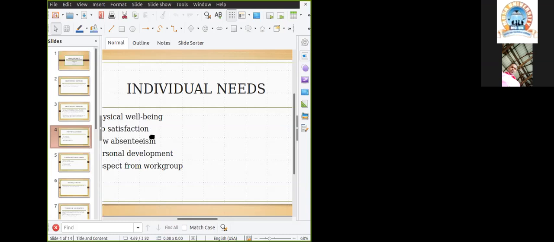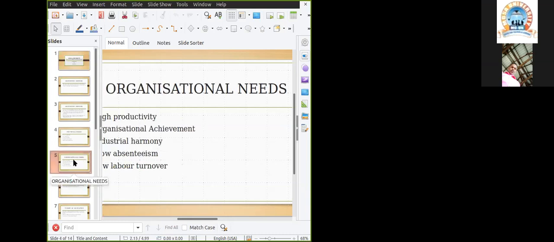Apart from individual needs, the organization also has its own needs. The organization needs include high productivity, high organizational achievement, industrial harmony, low absenteeism, low labor turnover. In other words, the organization expects that if they're able to meet the individual needs, then the organizational needs will be met as listed down here, high productivity all the way to labor turnover.